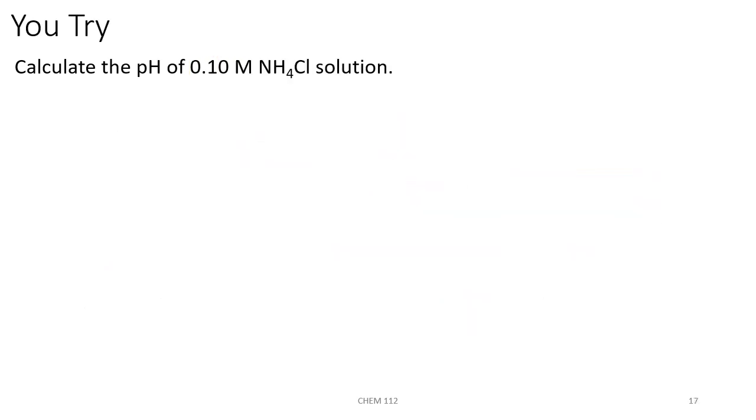Let's try another pH calculation of a salt solution. Calculate the pH of a 0.1 molar ammonium chloride solution. So ammonium chloride, if we break it up into its anion and cation, that's a salt, and ammonium, NH4+, is a weak acid, so it's going to be acidic. And the chloride anion is the conjugate base of a strong acid, HCl, so it's going to be neutral.